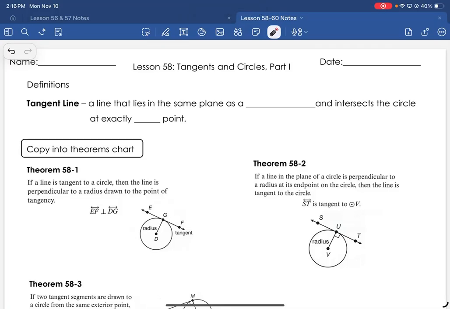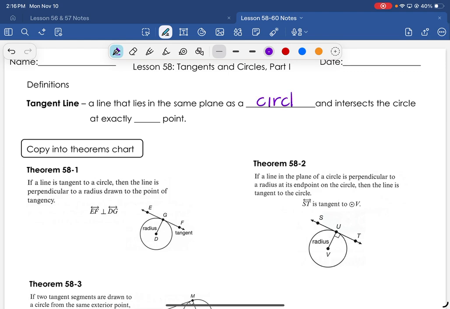All right, this is lesson 58, Tangents and Circles, part 1. We've already discussed tangents in a former lesson, so this will sound like review, but we're going to expand on this knowledge today. So let's start with the definition. What is a tangent line? It's a line that lies in the same plane as a circle, so that's your first blank, and intersects the circle at exactly one point.